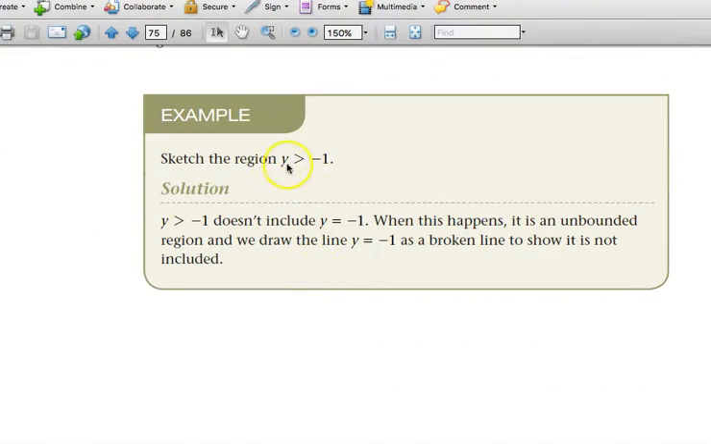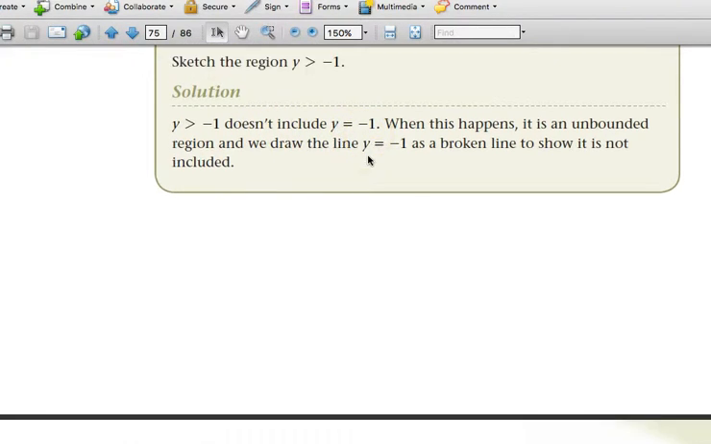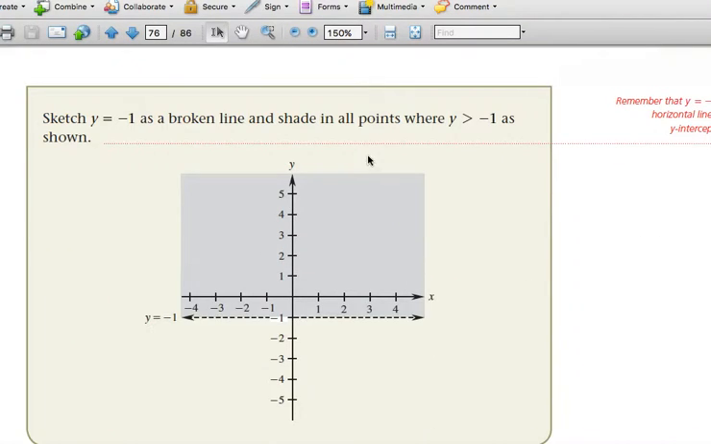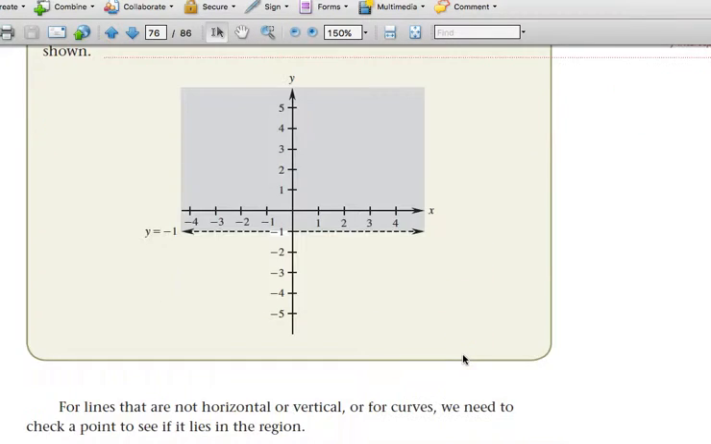Okay, now this one, sketch the region y is greater than -1. You draw the line y equals -1, but you draw it as a dotted line because y equals -1 is not included. So we draw it as a broken line. And we want y to be greater than -1. Where are the y values greater than -1? They're up here. Okay, so we shade in that region.